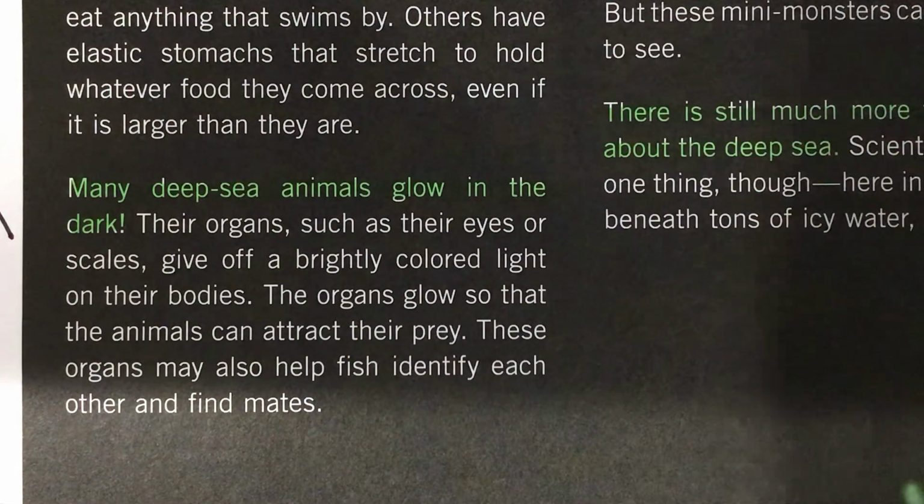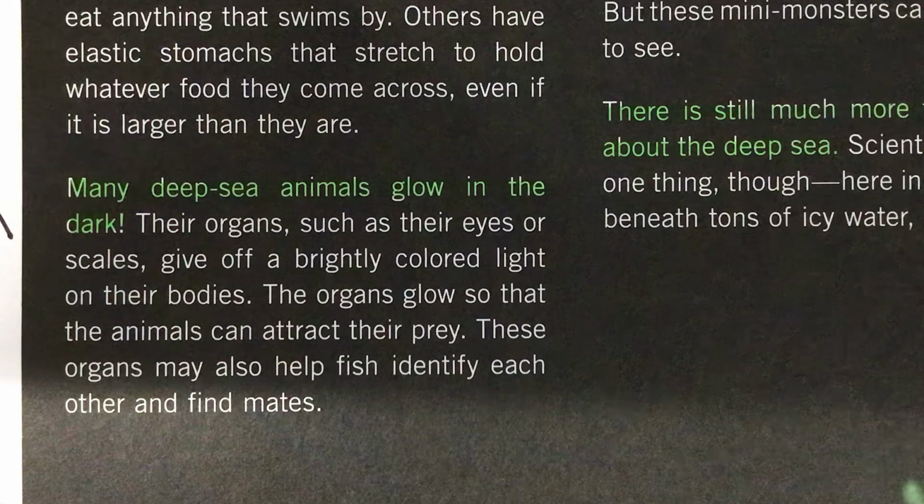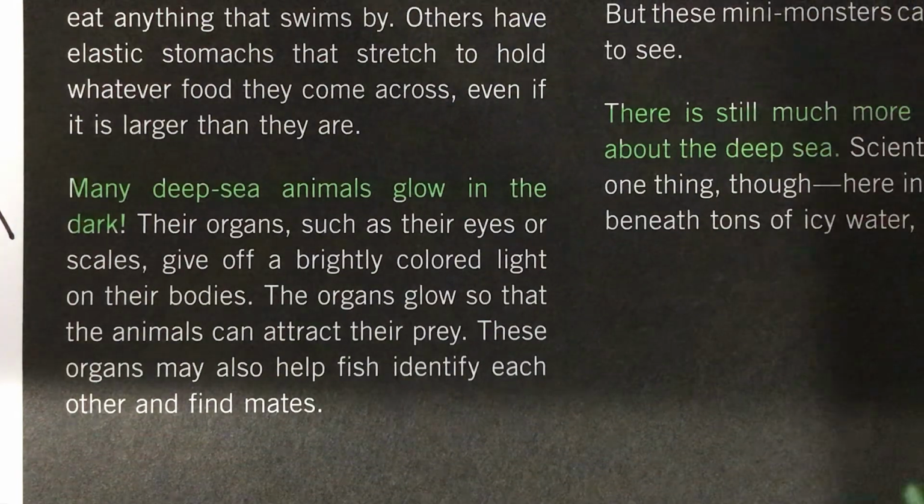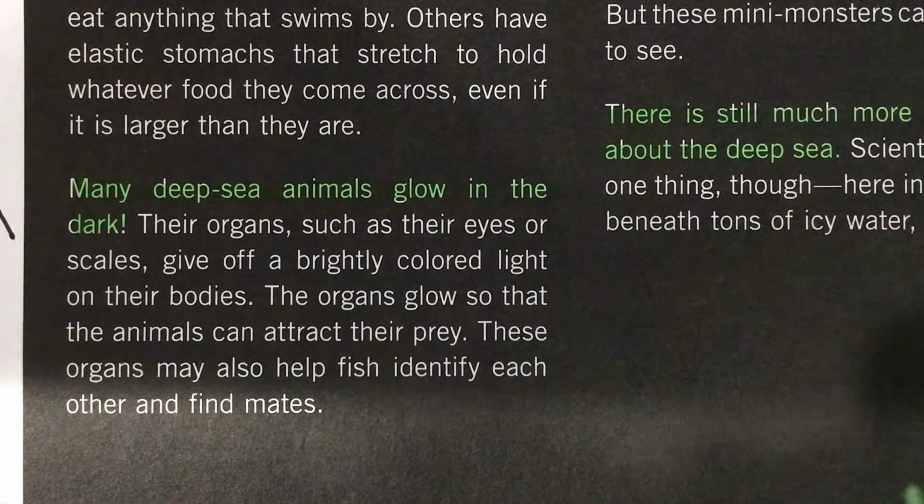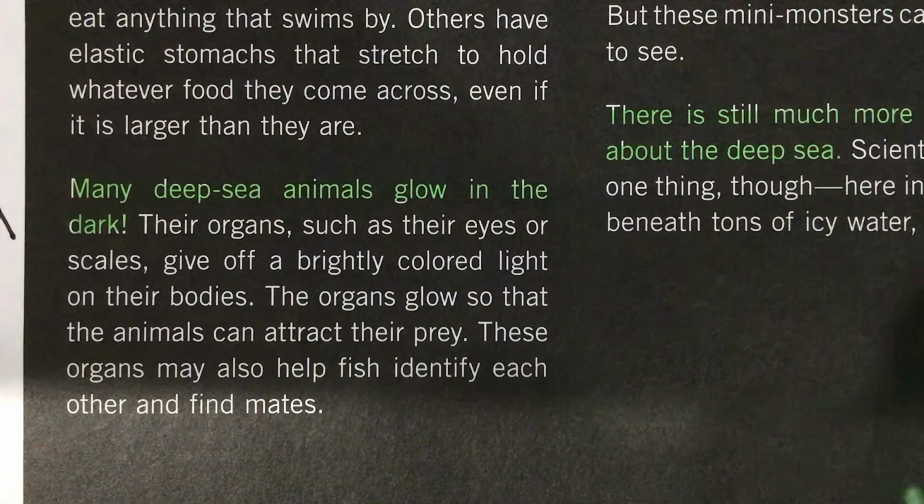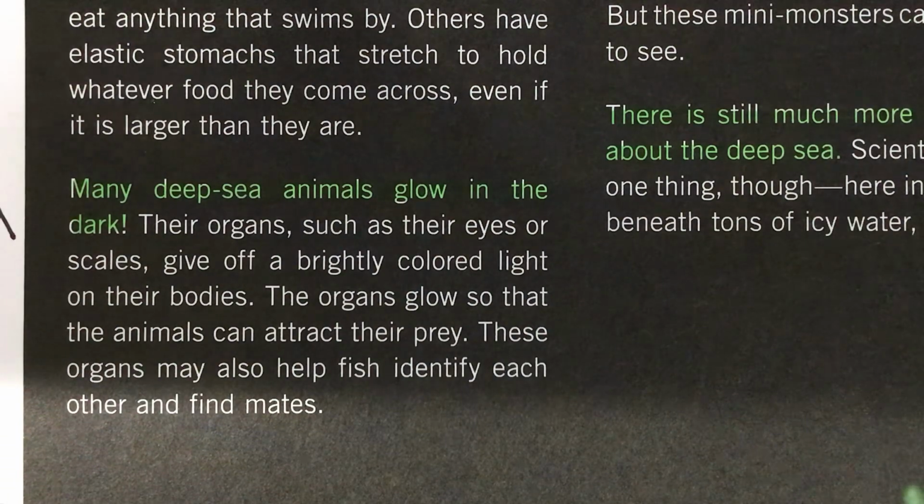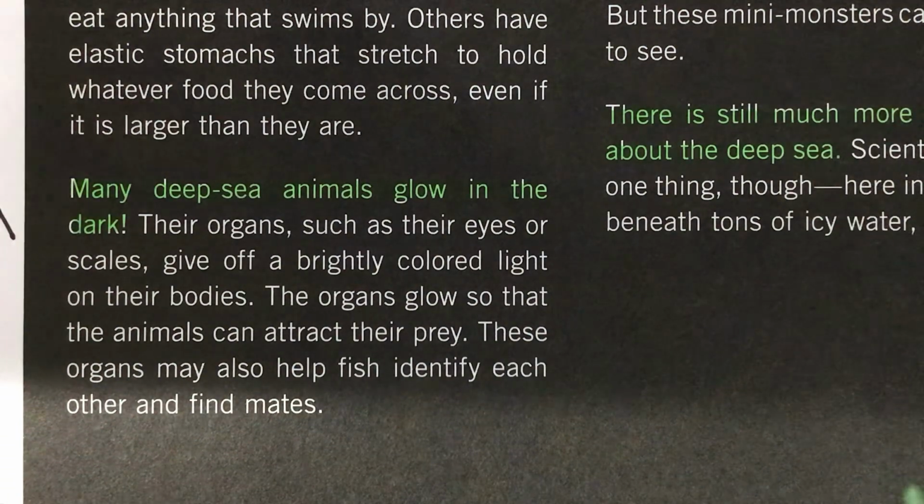So there we have it. Their glow in the dark attracts their prey. Then they can attack their prey, eat it, and survive, being able to find food. And also the glow in the dark helps them to be able to find a mate, which allows them to reproduce and it allows their species to continue.